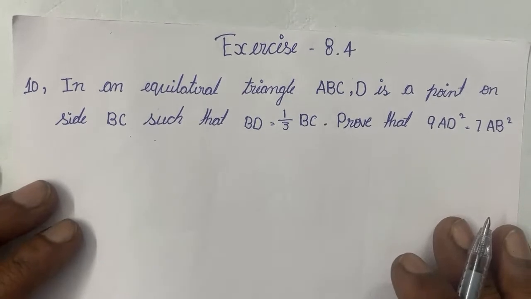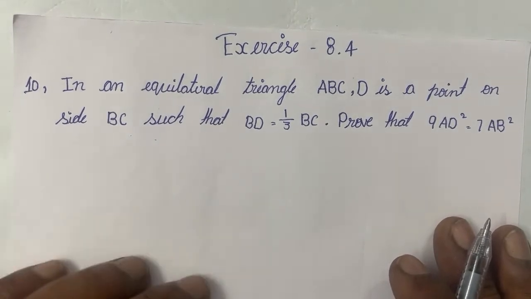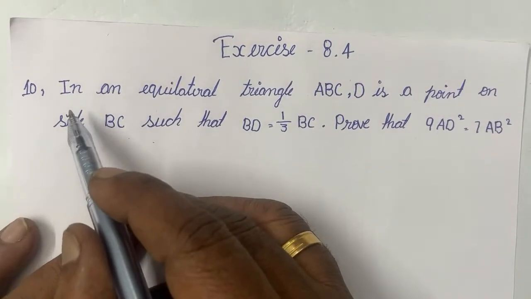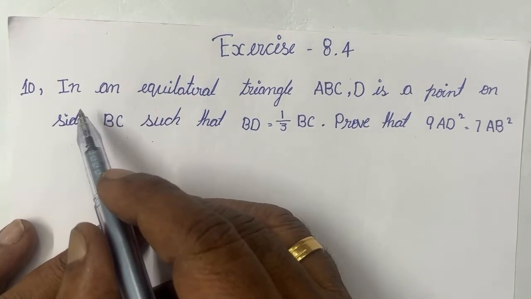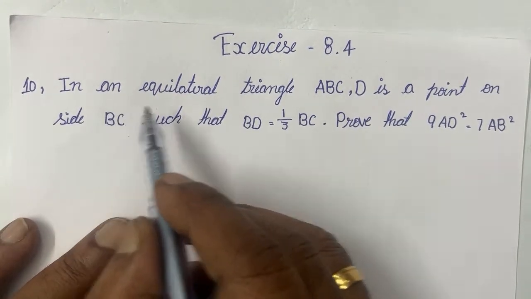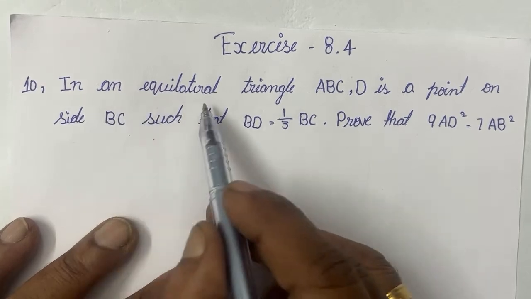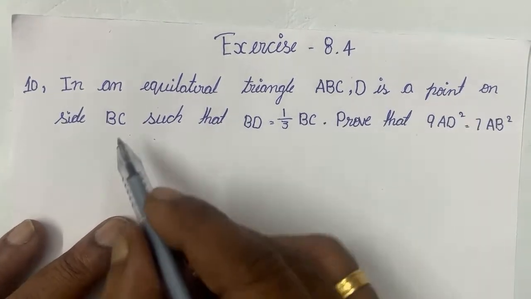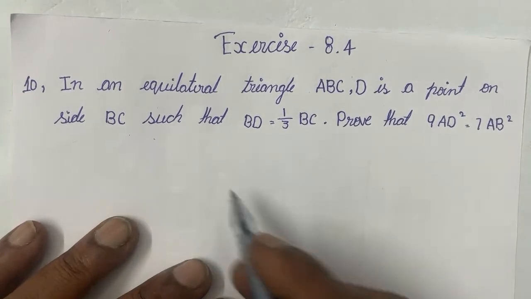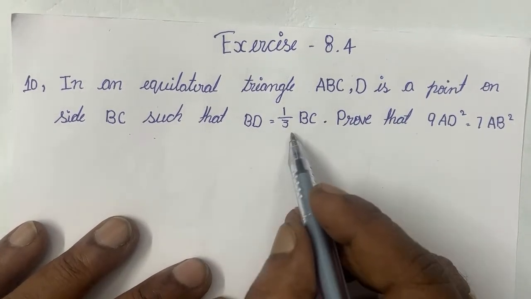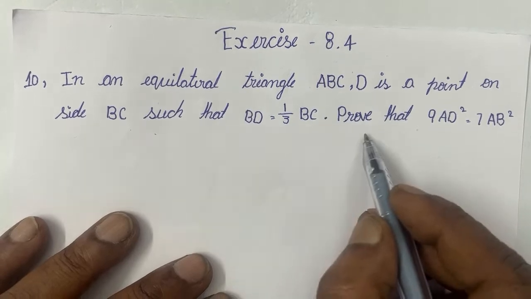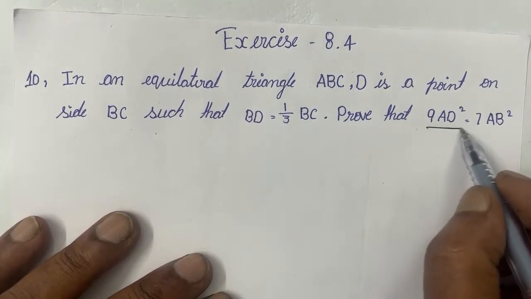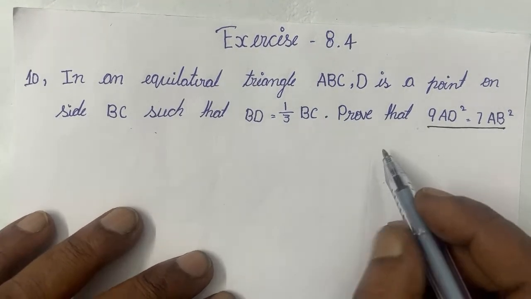Now, this is one of the most interesting sums here. 10th sum of exercise 8.4: in an equilateral triangle ABC, D is a point on BC such that BD is equal to 1 by 3 BC. Prove that 9 AD square is equal to 7 AB square.